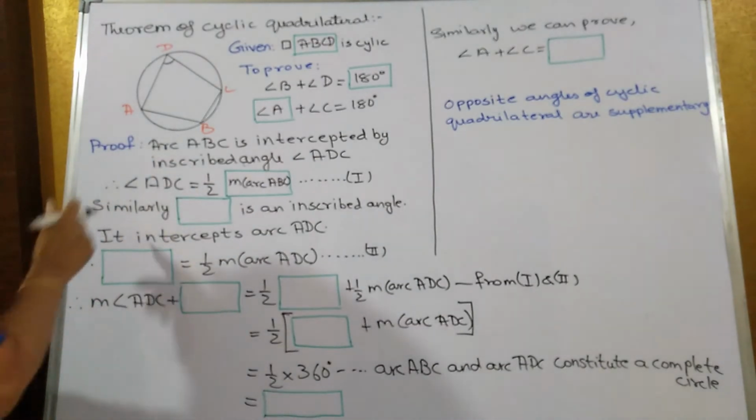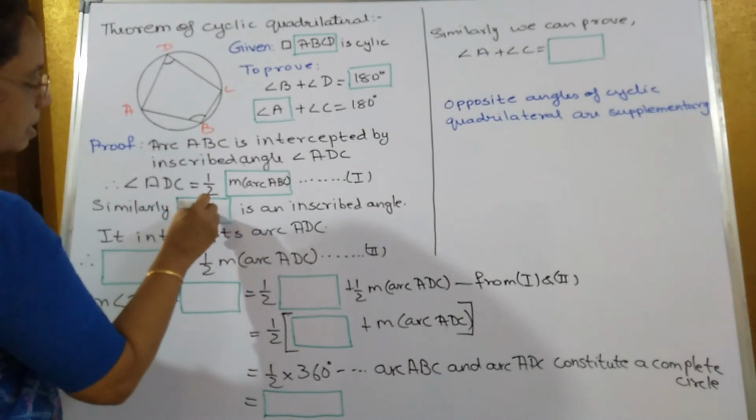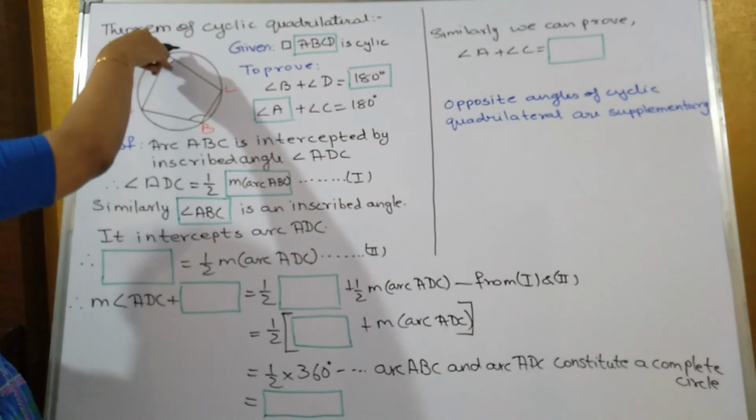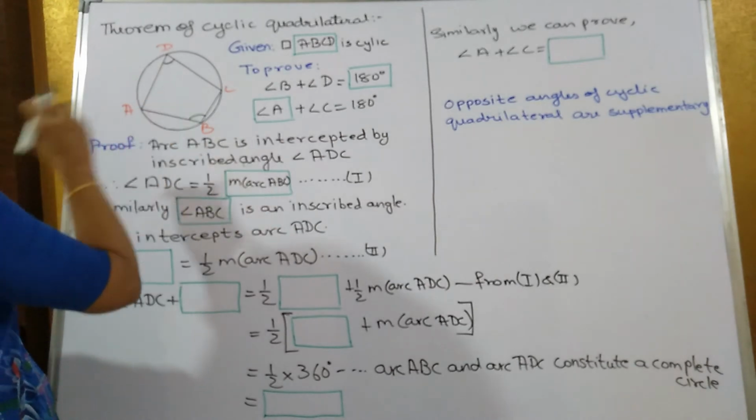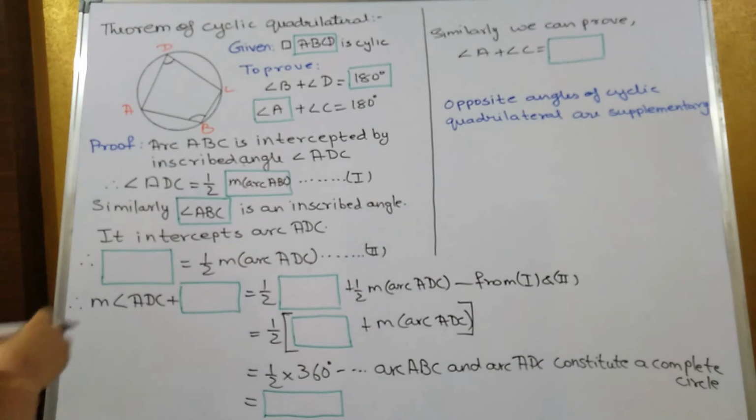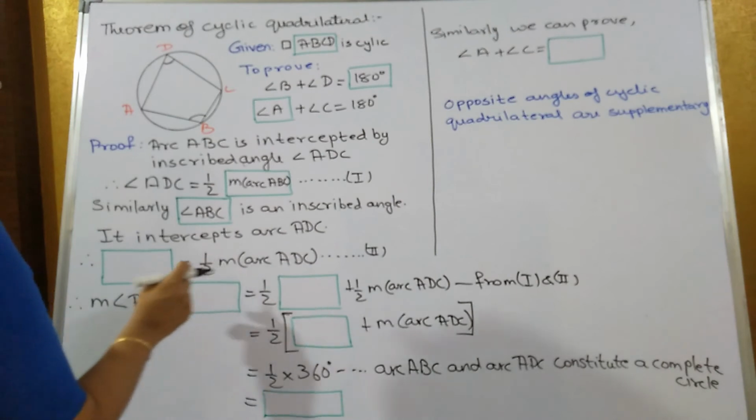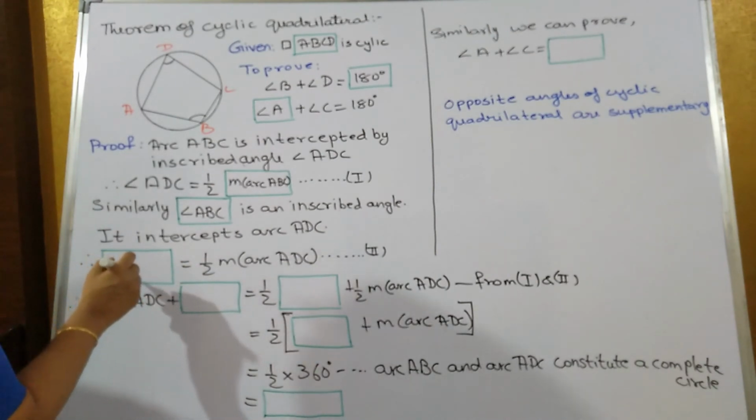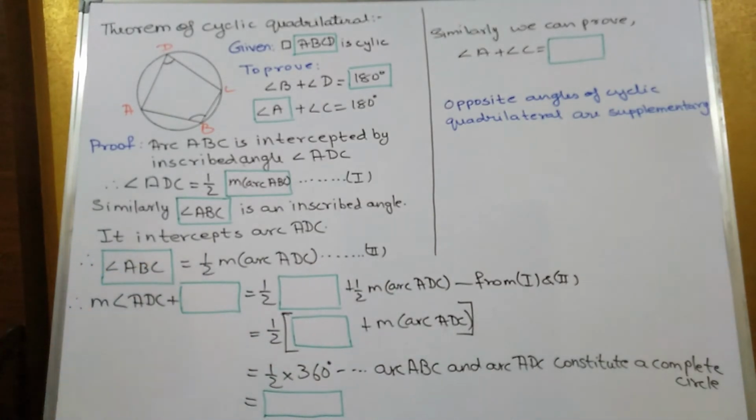Similarly, angle ABC is an inscribed angle. First we took angle ADC as inscribed angle and arc ABC as the intercepted arc. Now we have to take angle ABC as the inscribed angle and arc ADC as the intercepted arc. So it intercepts the arc ADC. Therefore, angle ABC is equal to half of measure of arc ADC. Let us take that as 2.